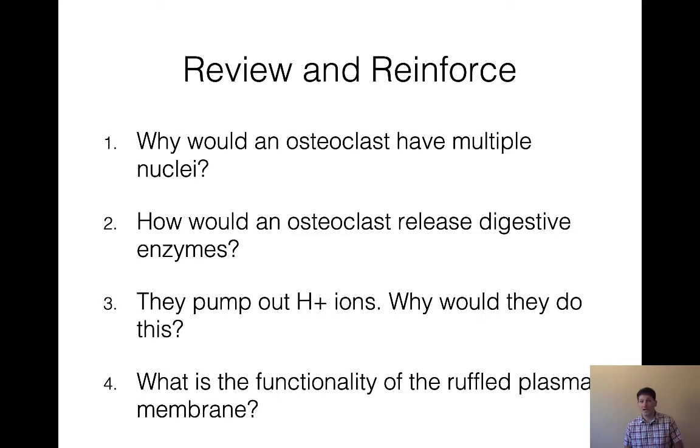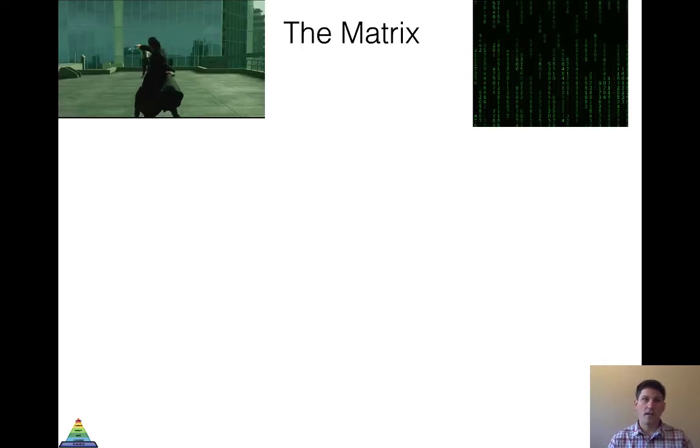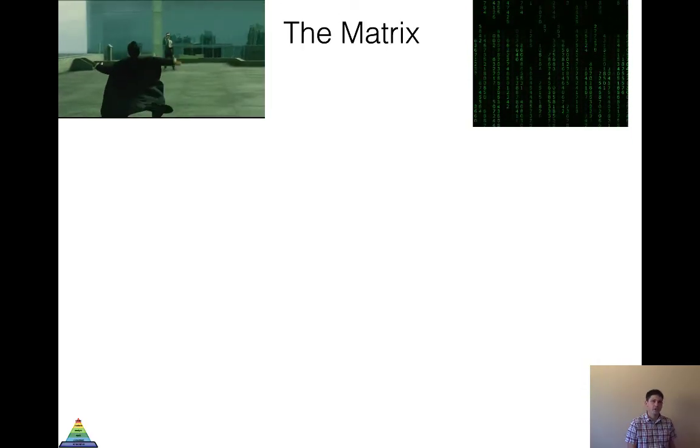Osteoclasts also pump out hydrogen ions, so why would you pump out hydrogen ions if you're an osteoclast? Well, if we think about pH, hydrogen ions are going to help make an acidic environment to help eat away and chisel away at that bone when they need to cut away at it. And then number 4, what's the functionality of the ruffled plasma membrane? Hopefully you saw that and you're instantly like, aha, increased surface area. So definitely. All right, now let's talk a little bit about the matrix of bone.